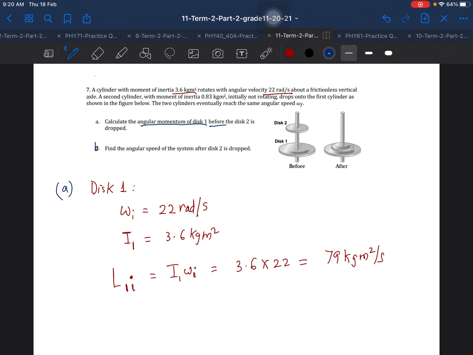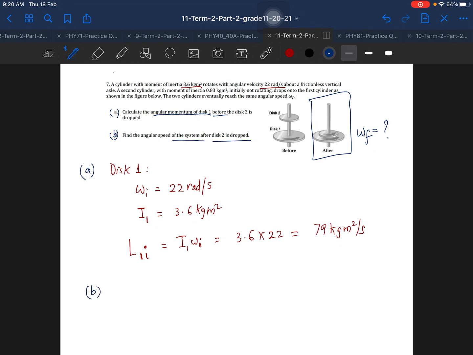Now in part B, it's asking us to calculate the angular speed of the system after the disc 2 is dropped. So you can see after it is dropped, both of them are going to move with the same angular speed, that is Wf, and we want to find out what this Wf is. So for part B, we are going to use conservation of angular momentum. So sigma Li equals sigma Lf, which means that the total net angular momentum before is equal to the total angular momentum after.